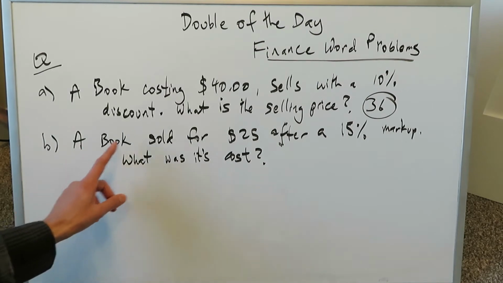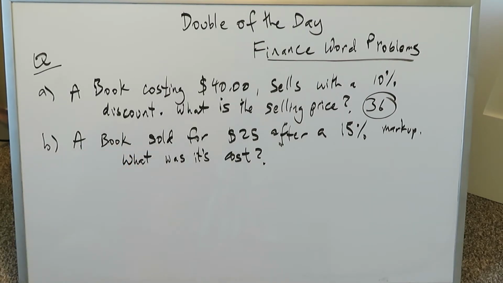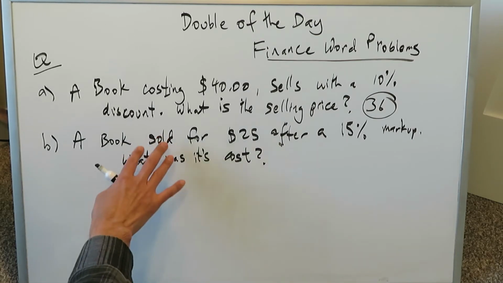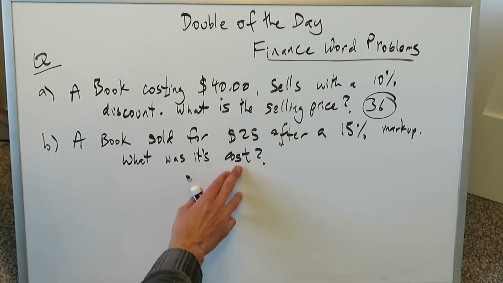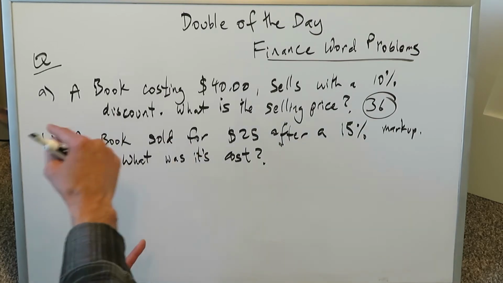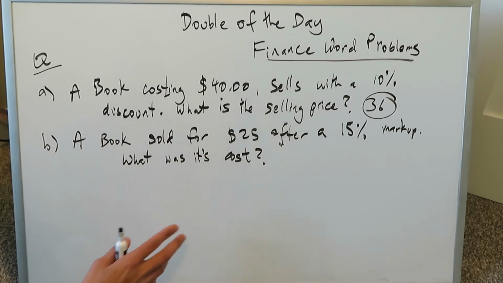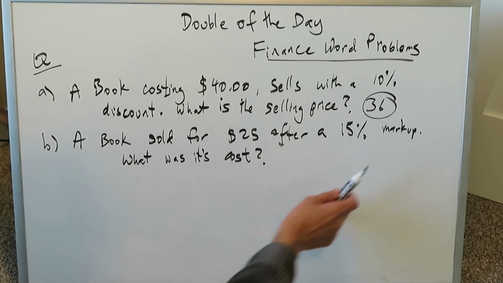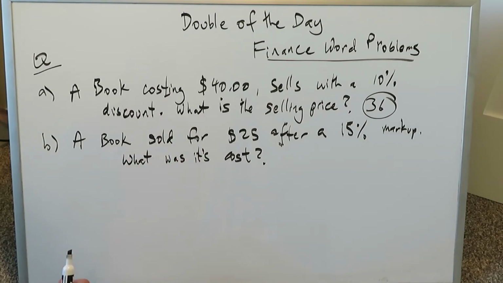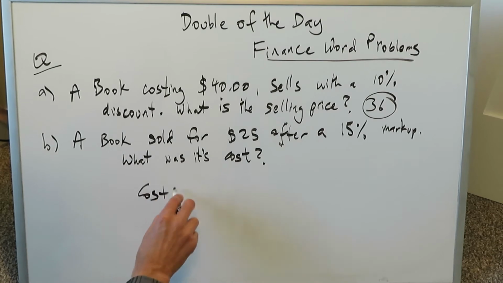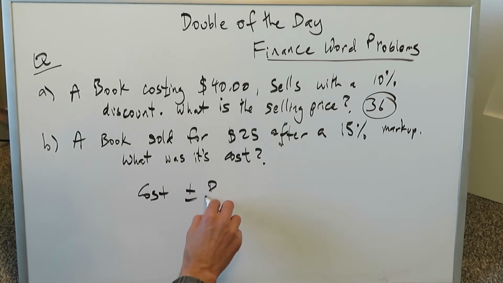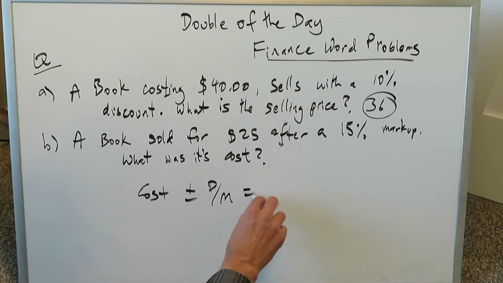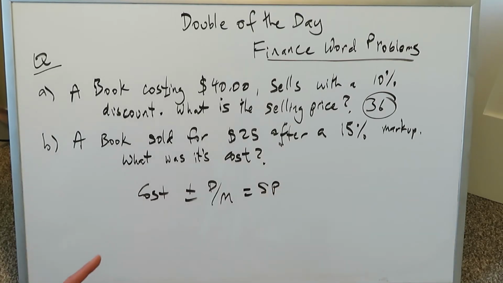How about number B? A book sold for $25 after a 15% markup. What was its cost? Here we know what the selling price is, how much the buyer paid for the book. We want to know how much the seller obtained the book for originally from the manufacturer, from whomever that person buys the book from. Markup means a price was increased so the seller can make a profit. We can always look at the formula such as this, the cost plus or minus, whether it's a discount or a markup, is equal to the selling price. Put everything through this type of formula.